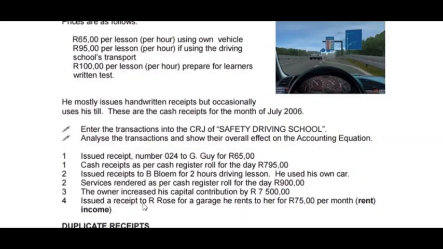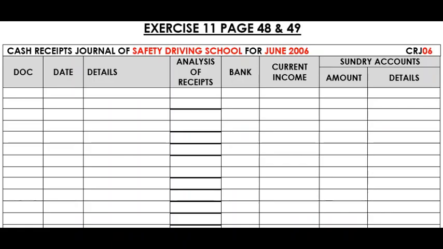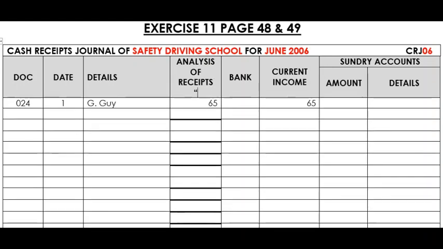Okay, let's go and look at the first transaction. The first transaction is we issued receipt number 24 to G Guy for 65 Rand. So very easy. You will say it's receipt number 24 on the 1st, issued to G Guy, 65 Rand. And we don't bank the transaction yet because it's not the only transaction for the day. So we just keep the money in our till. Remember, I refer to the analysis of receipts column as the till column. And we put the money in current income.